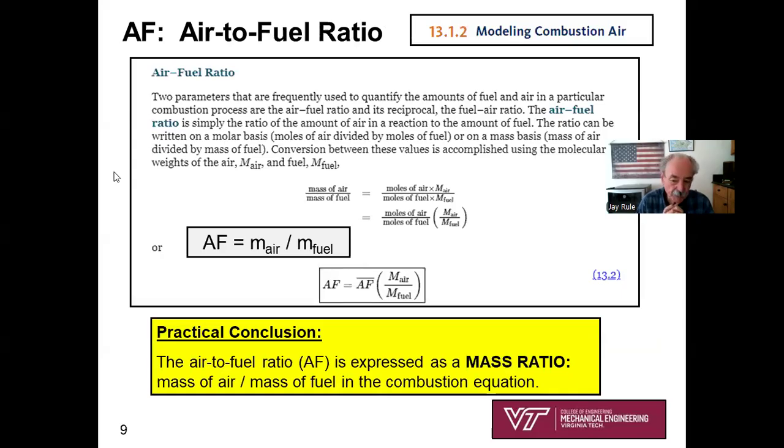The next definition in your chapter, 13.1.2, modeling combustion air, is a very commonly used ratio that we use out in industry, in commercial analyses of fuel and air and that type of thing. The air to fuel ratio that we simply call AF is defined, in your textbook, as the mass of the air divided by the mass of the fuel, based on the masses that you get from the combustion equation on the left-hand side.